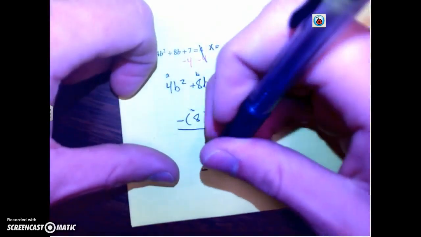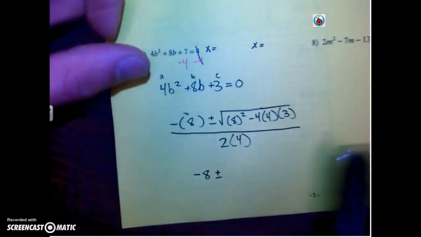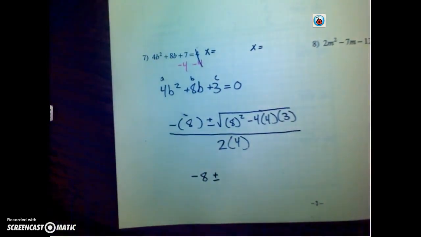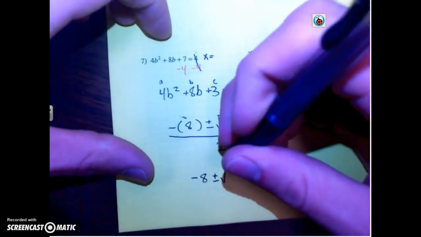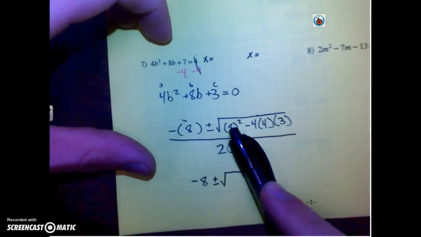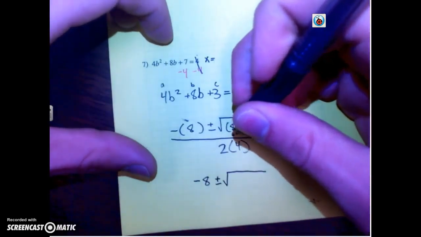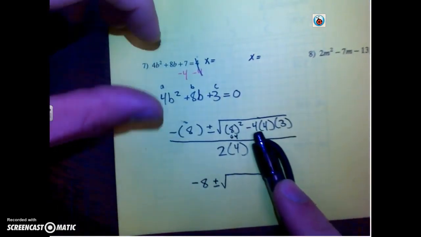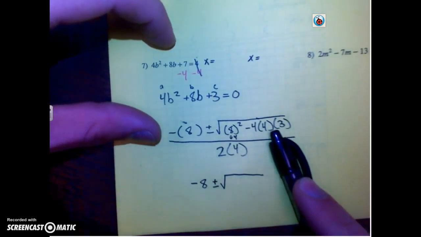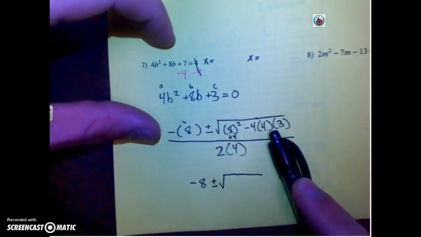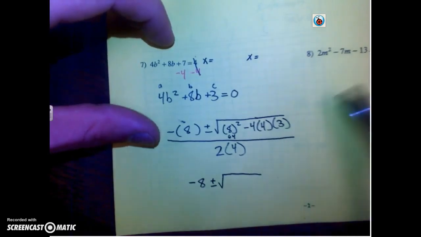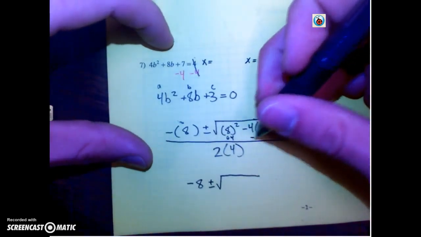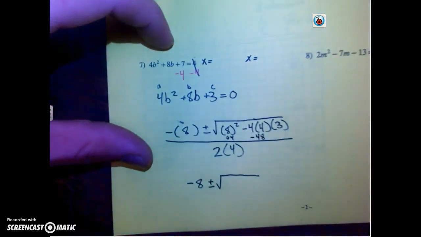So the negative goes to the 8. We've got a plus or minus. I'll figure out what all of this is underneath. The number that we're going to get here is going to go inside this square root. So 8 squared, that's 64. Then we have a negative 4 times a 4, which gives us a negative 16. A negative 16 times a 3 is going to take us to a negative 48.